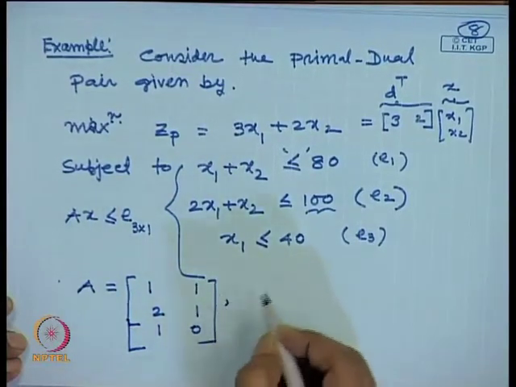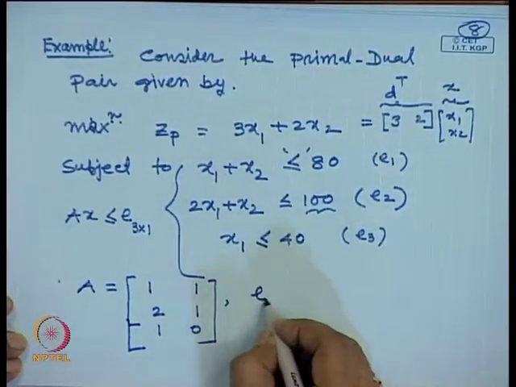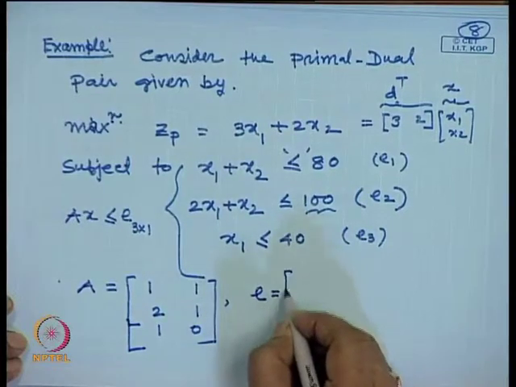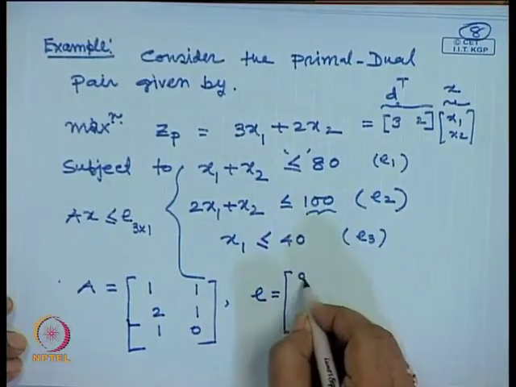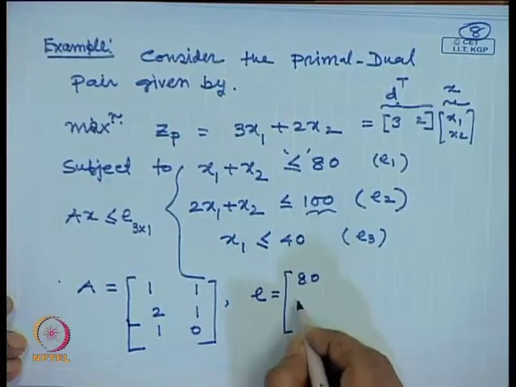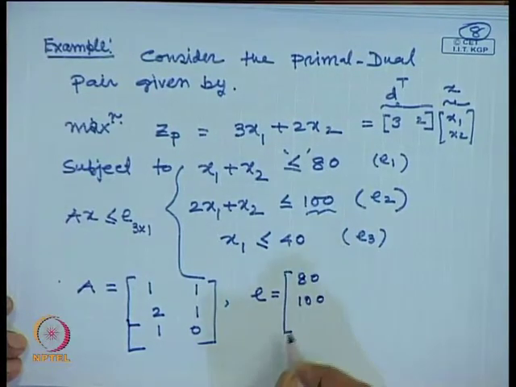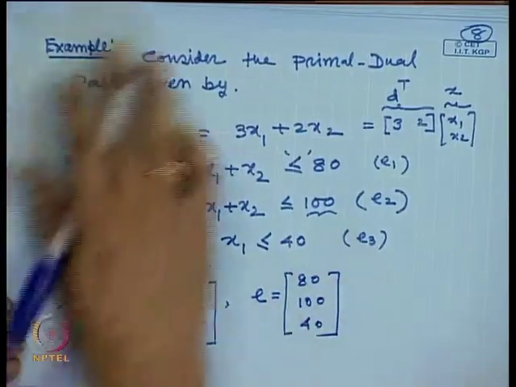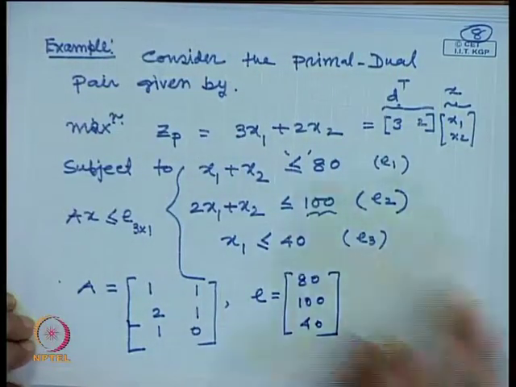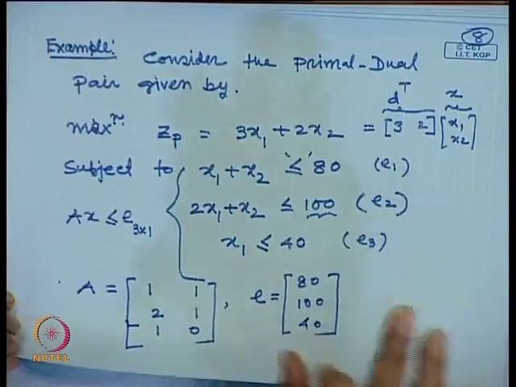Okay? And what is our E? E is our 80, then 100, then our 40. So, it is a standard LP, what is called the primal problem.